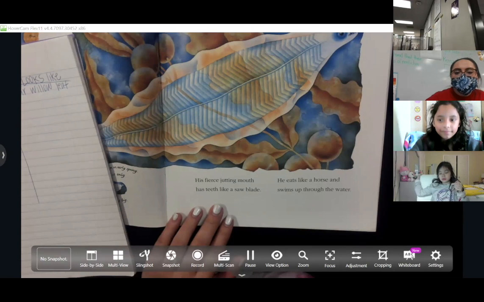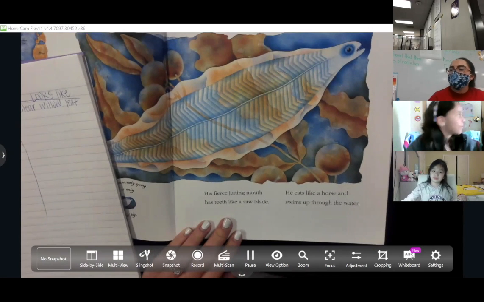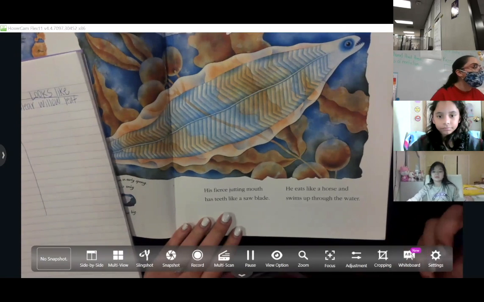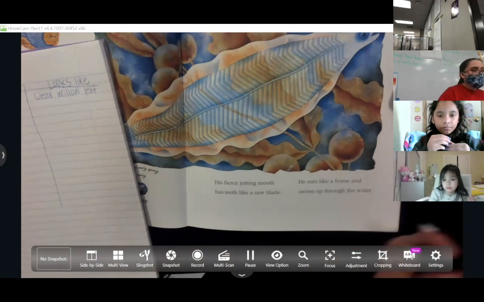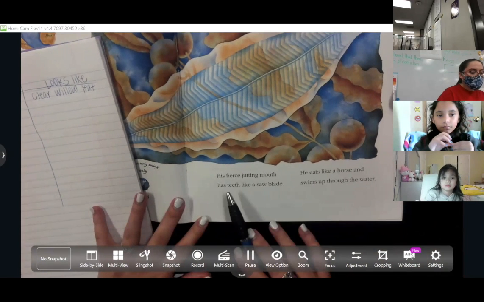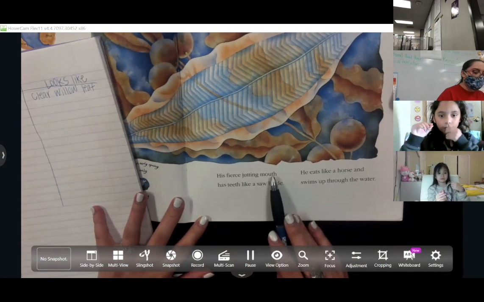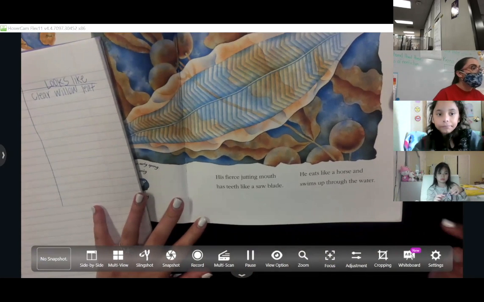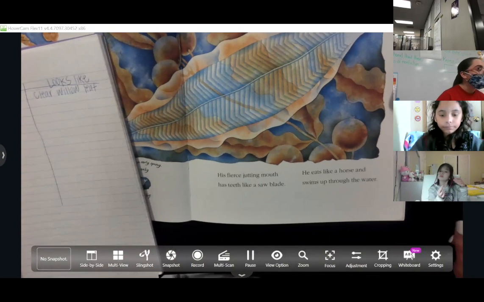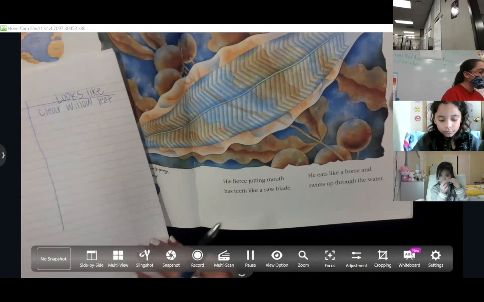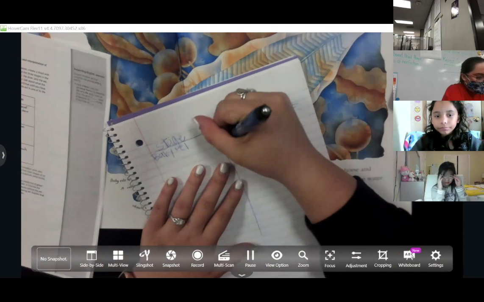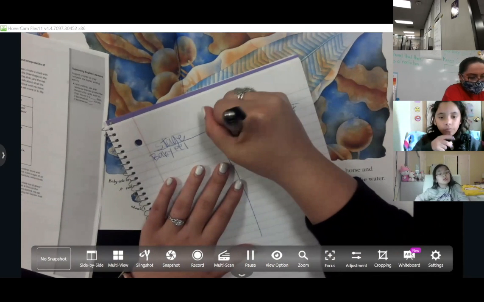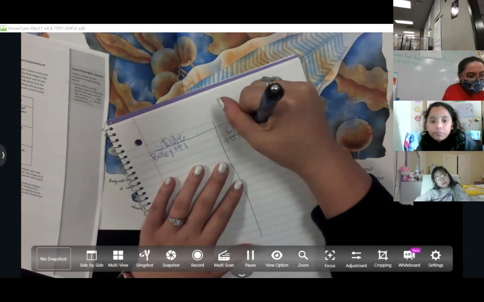But on this page, there's also some words that describe how else it looks. I want to look at these words and see if we can use these words to help us describe it. So let's read this page. It says, his fierce jutting mouth has teeth like a saw blade. Wow, that's really descriptive. I think I want to use that. It has teeth like a saw.